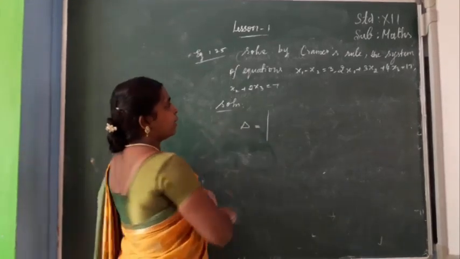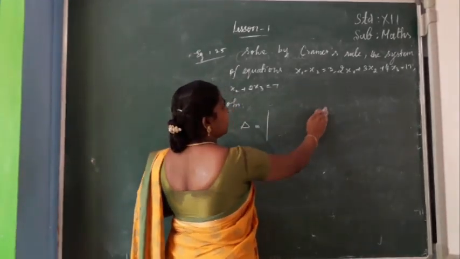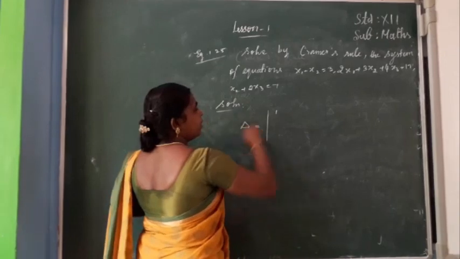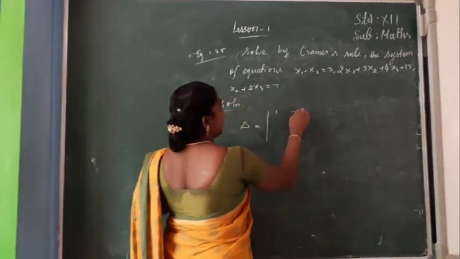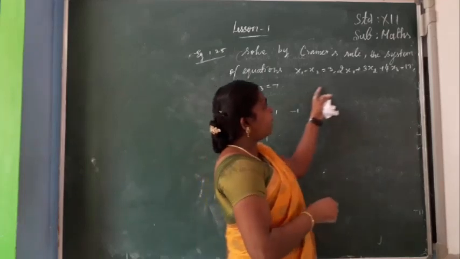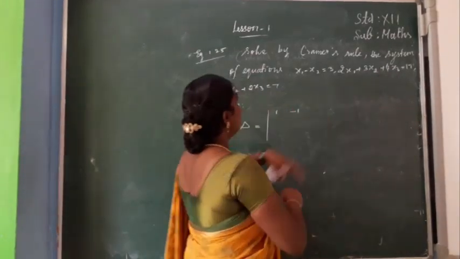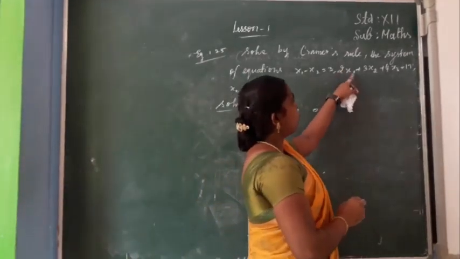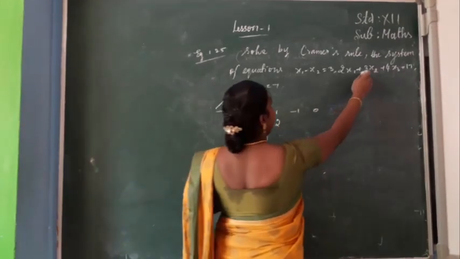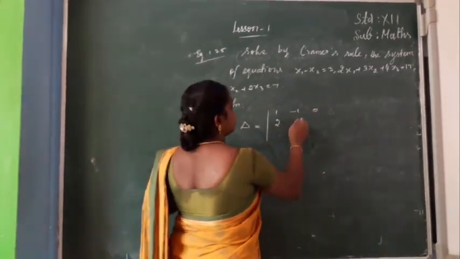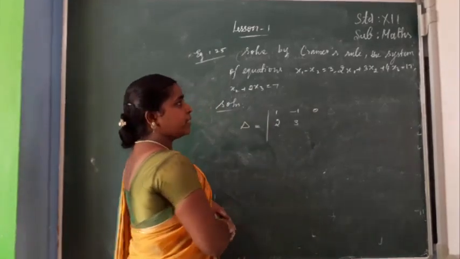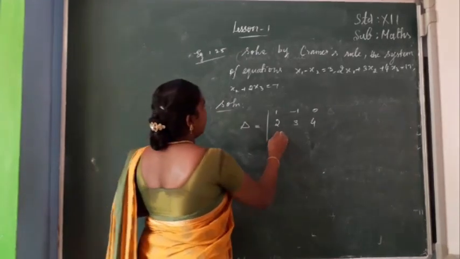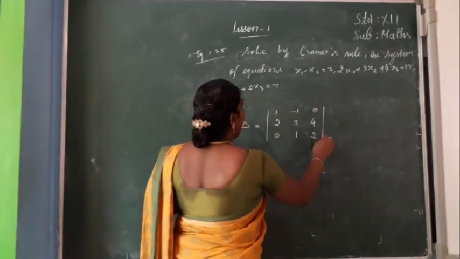So delta equal to, you have to write all the coefficients of the unknown terms one by one. First equation, 1x1 is there, so 1. Then x2, minus 1. x3 is not there, so instead of that missing term, you have to put 0. Next, 2x1, so 2. Next 3x2, so the coefficient of x2 is 3. Third one 4x3, so 4. Next third row, x1 is not there, so 0. Then 1, 2.